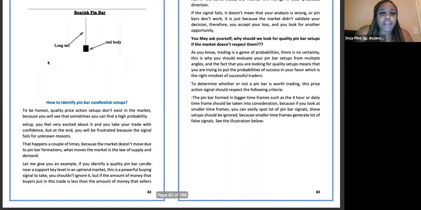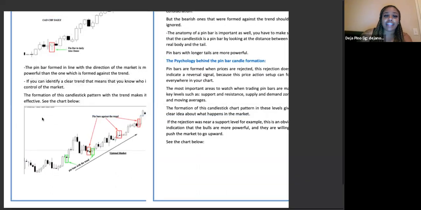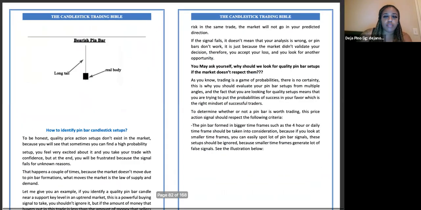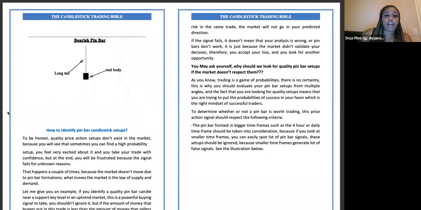How to identify pin bar candlestick setups, okay? So how do you know when you see them, how do you know when to get in? He says, to be honest, quality price action setups don't exist in the market, right? Because sometimes you can find a high probability setup, but then it doesn't go how you intended, right? That happens a few times because the market doesn't move due to pin bar formation. It moves on the law of supply and demand, okay? So it says the market doesn't move based off of candlesticks, it moves based off of the law of supply and demand.